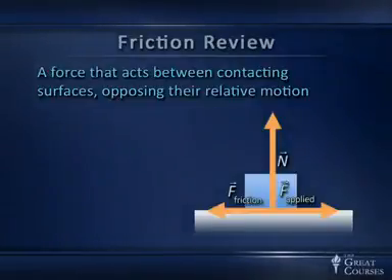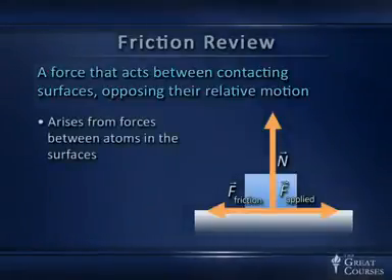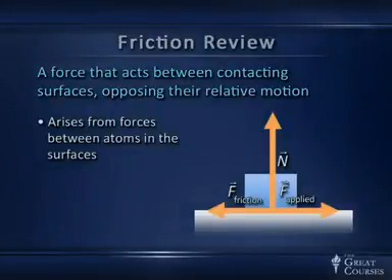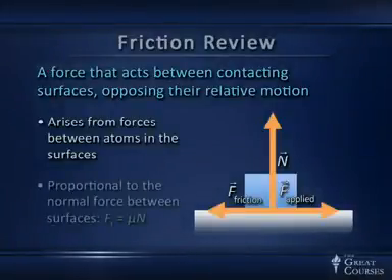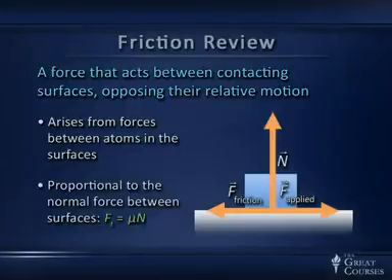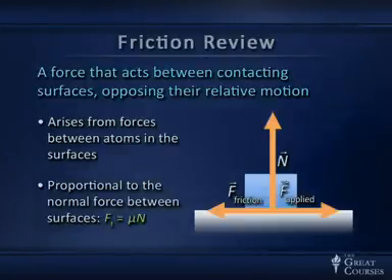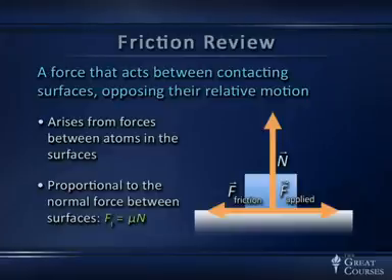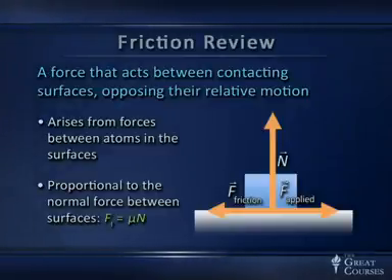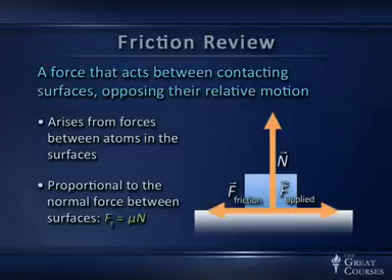It opposes their relative motion. It arises from forces between the atoms in the surfaces, as we saw, and it's proportional, and this is the important point for us here, to the normal force between the two surfaces. So the force of friction is mu, the coefficient of friction, times that normal force. There's a picture we saw before, where we pulled a block across the table, measured the forces, and so on. We've seen how friction works. I just wanted to remind you how friction works.